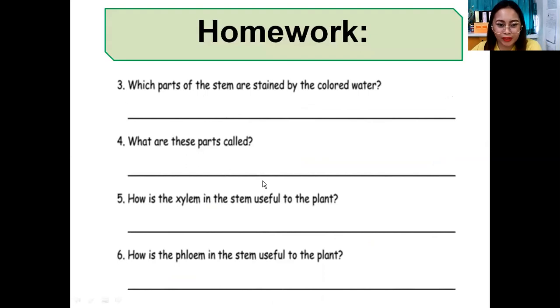This is for your homework. So you're going to answer number 3, number 4, number 5, and number 6. Number 3, which parts of the stem are stained by the colored water? Colored water. Which part? Xylem or phloem? Next, what are these parts called? Number 5, how is the xylem in the stem useful to the plant? Number 6, how is the phloem in the stem useful to the plant? Very easy. You can see the answers in your book page 16.